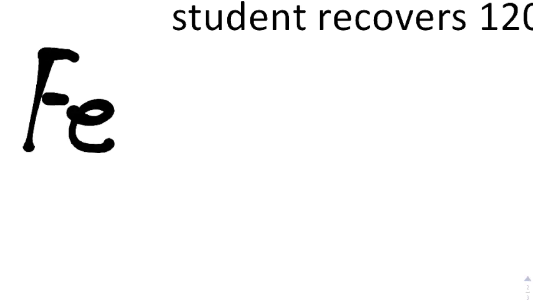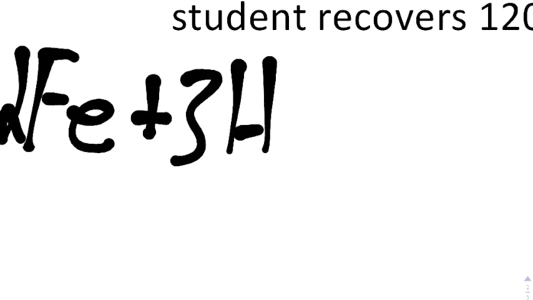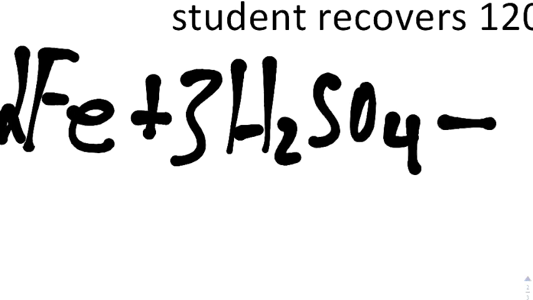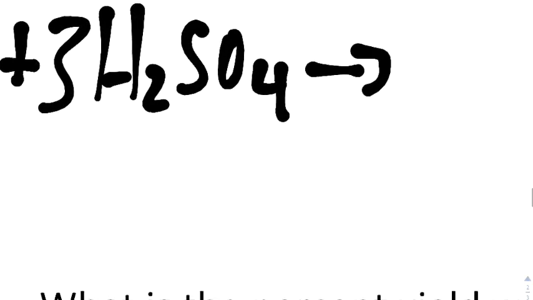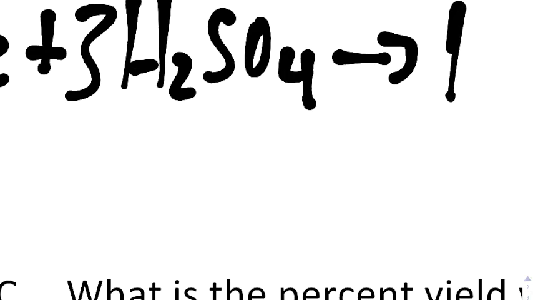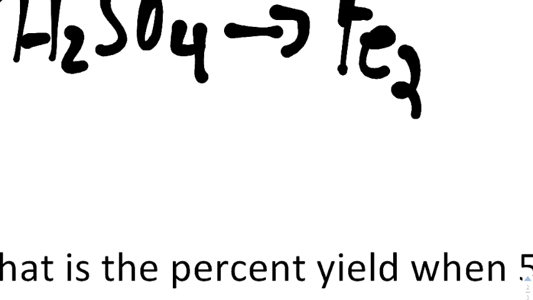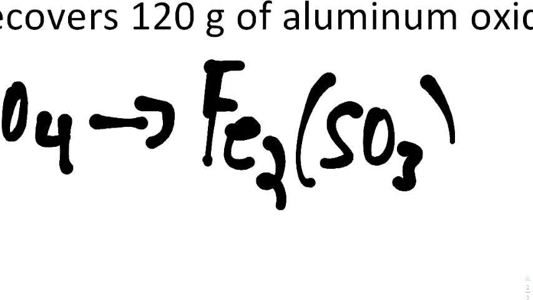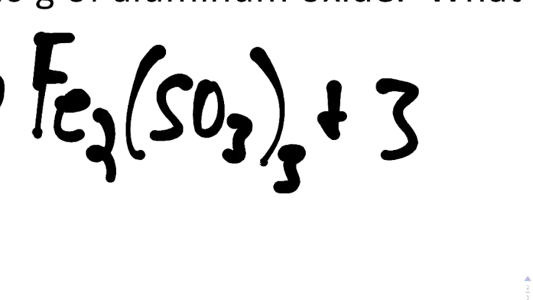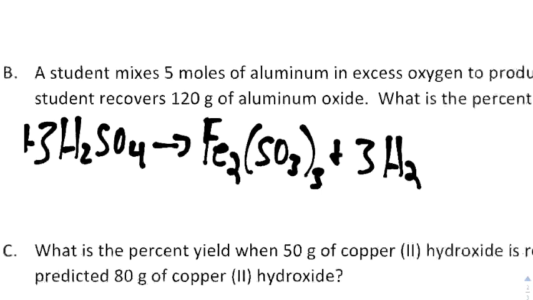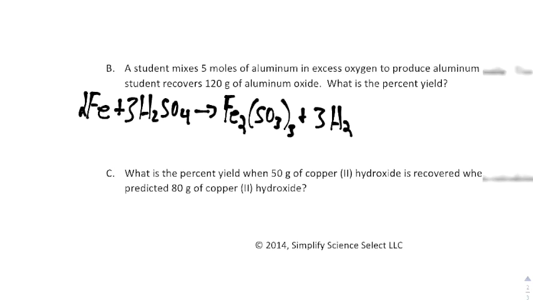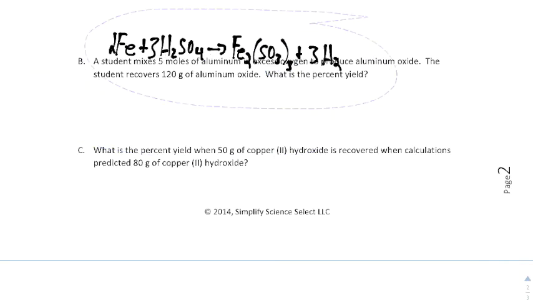So we're starting with Fe, and this is 2 of them, plus 3H2SO4 produces 1Fe2(SO4)3 and 3 hydrogen gases. So now we have a nice balanced chemical equation here to work with. We can go ahead and begin our problem.